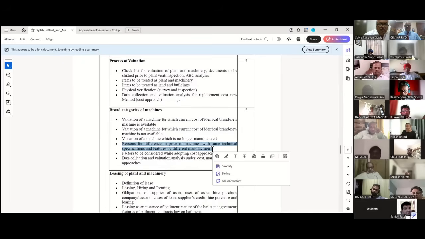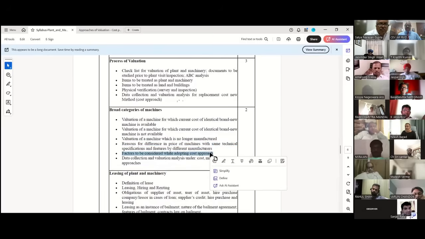सही है. फैक्टर टू बी कंसिडर अपडाउटिंग द कॉस्ट अप्रोच. लास्ट टाइम जो हमने अभी डिस्कस किया, दिस ऑल जो चार्ट हमने डिस्कस किया, दिस ऑल इज अ पार्ट अगेन. कॉस्ट अप्रोच में क्या क्या फाइंड करना पड़ेगा बताइए आप.